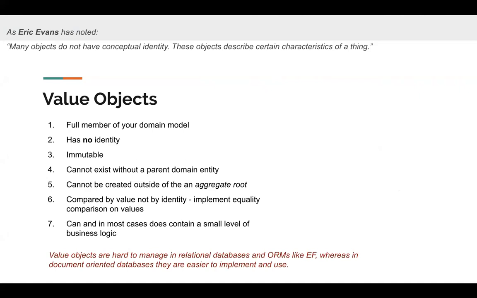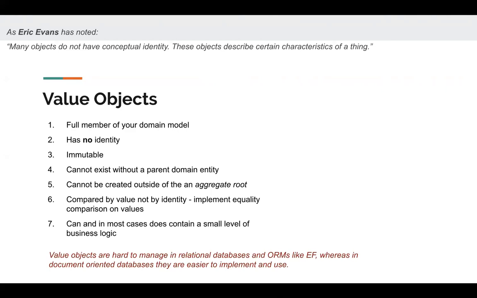It's a good book. He says many objects do not have conceptual identity. These objects describe certain characteristics of a thing. What the heck does that mean? Well, pretty much a value object doesn't have an ID. It doesn't need an identifier, okay? An example would be like an address or a phone number or an email. Those things don't require identities, and so you do not give them an identity.